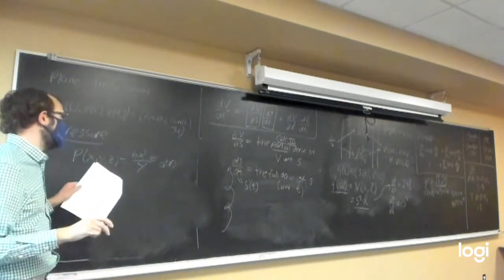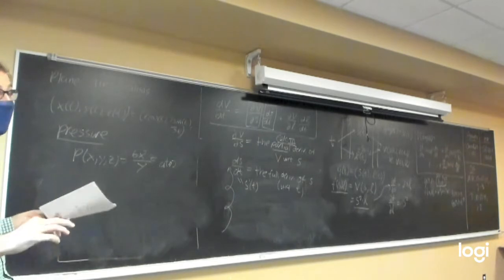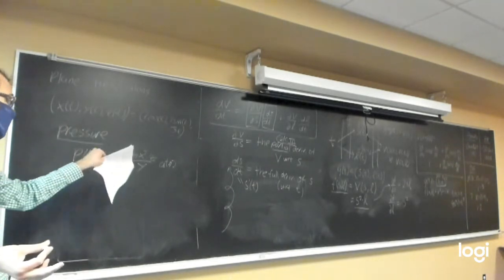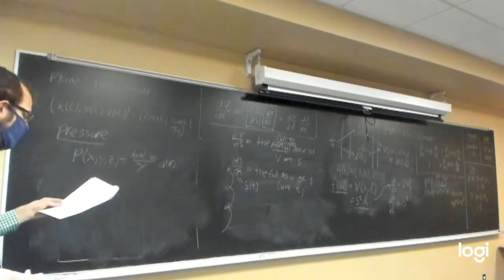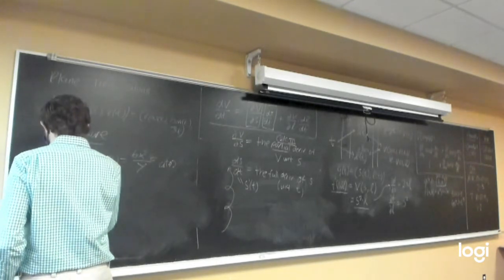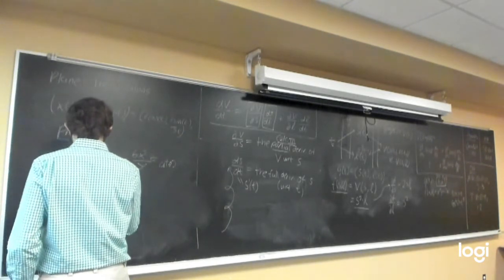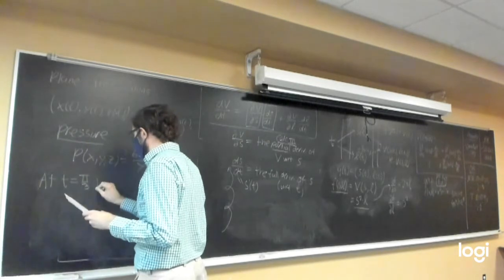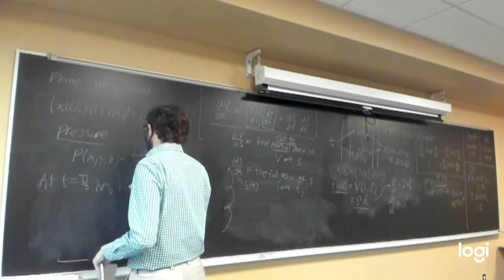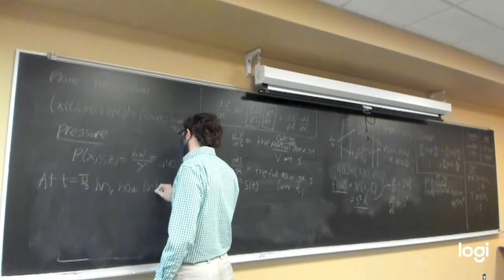So if you know what point you are at in three-dimensional space, this will tell you what the air pressure is at that point. And the question is, at t equals pi over 3 hours, how fast is the pressure changing?